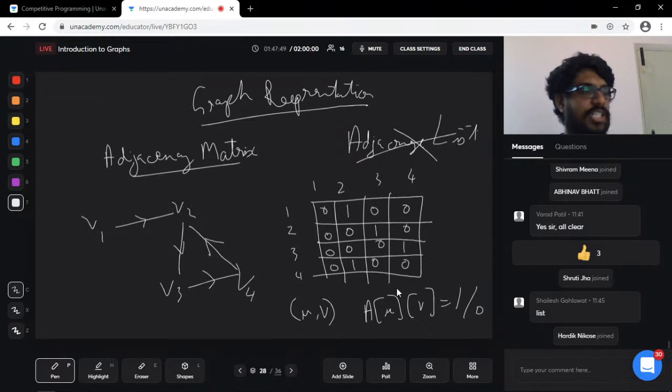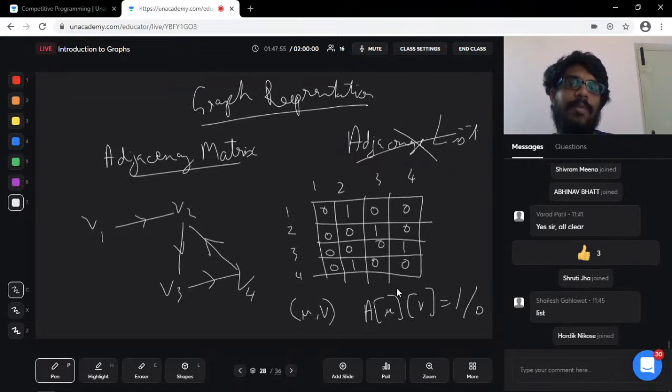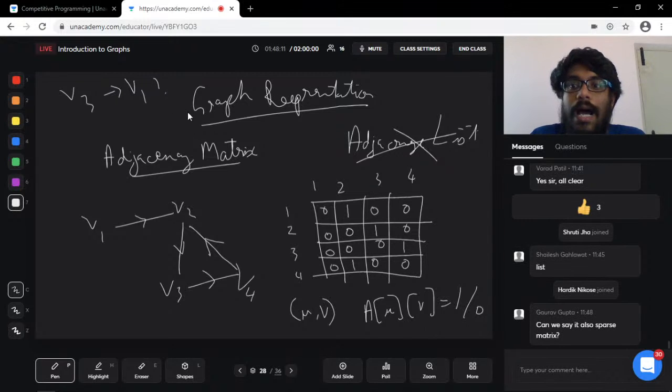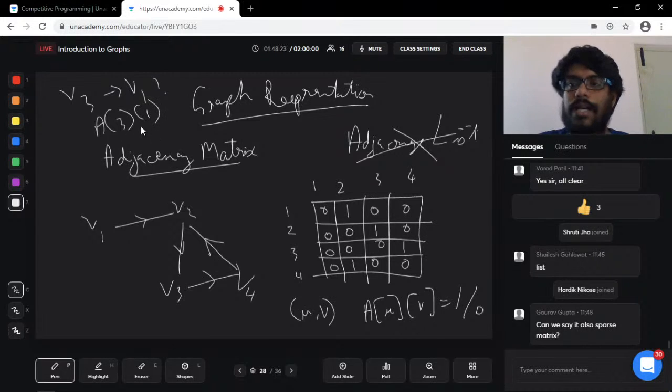And then for every edge which is from U to V, I'll initialize everything to 0 first because there are no edges. Then every time an edge comes which is U to V, I'll make A of UV equal to 1, which means there is an edge from U to V. Okay. Now sometime later in the code, if I want to know whether there is an edge from V3 to V1, whether it exists or not, all I'll do is I'll look at A of 3, 1. If it is 1, yes, there is an edge from V3 to V1. If it's 0, there is no edge from V3 to V1. Right? That's it. Over.